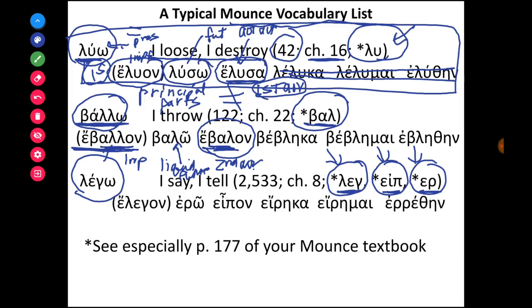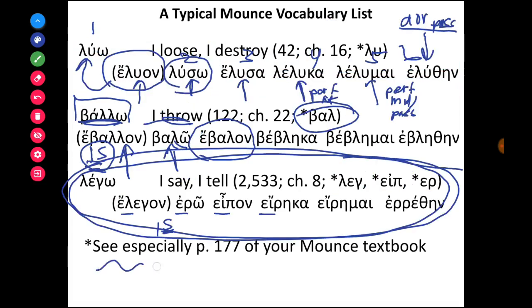But notice what I've done. For each verb, ballo, or luo, or lego, I'm memorizing the verbal root and the present form, which is the lexical form luo, the imperfect form, the future form, and the aorist active form only if it's a second aorist. And when I learn chapter 23, then I'll learn all the first aorist forms. You need to be able to name the first person singular forms for each of the tenses you've studied.